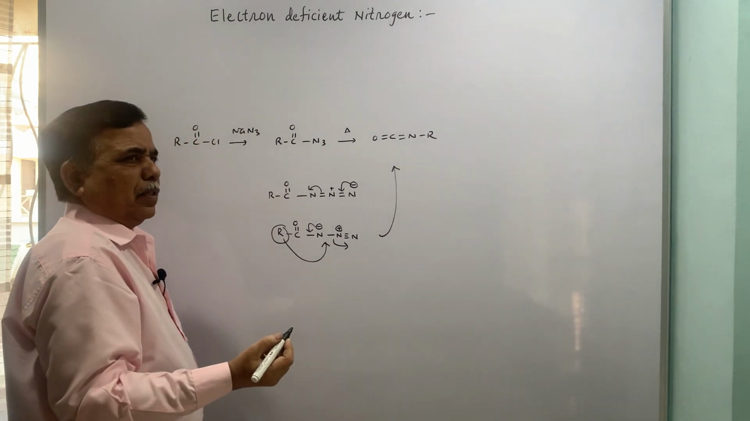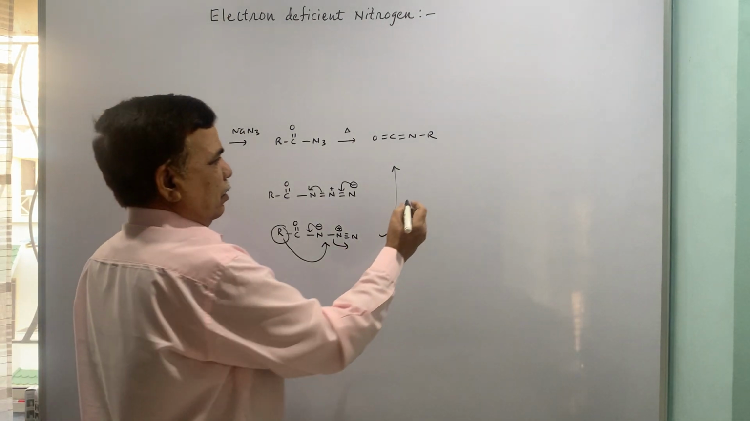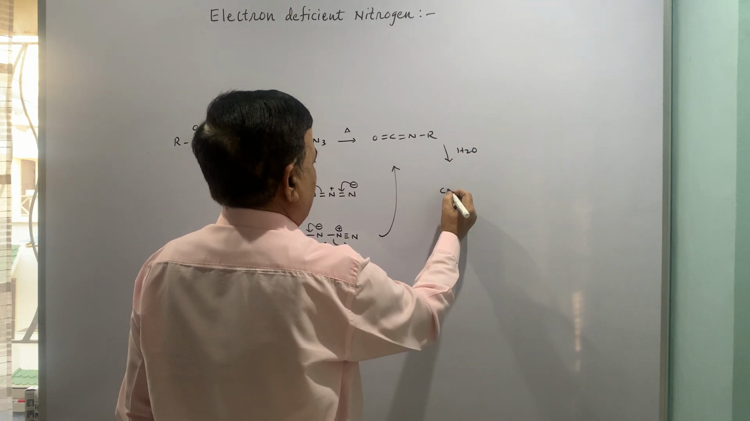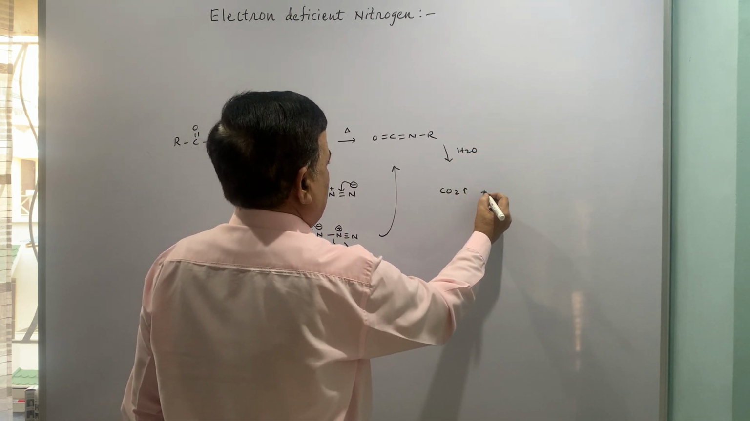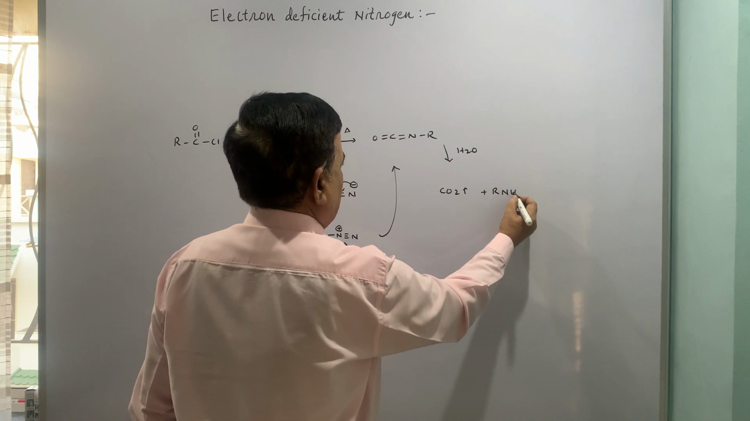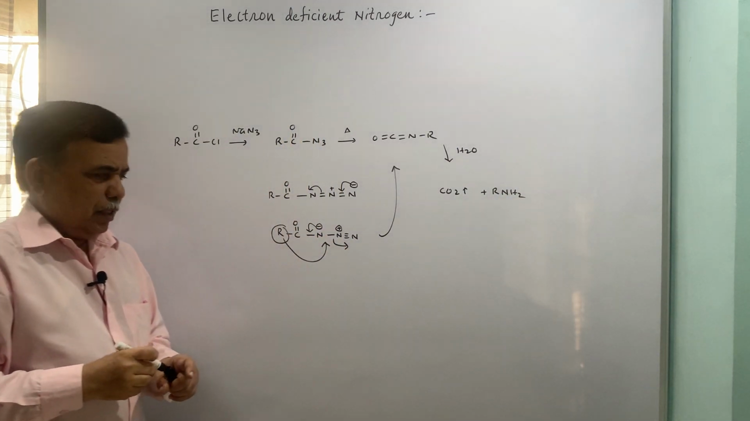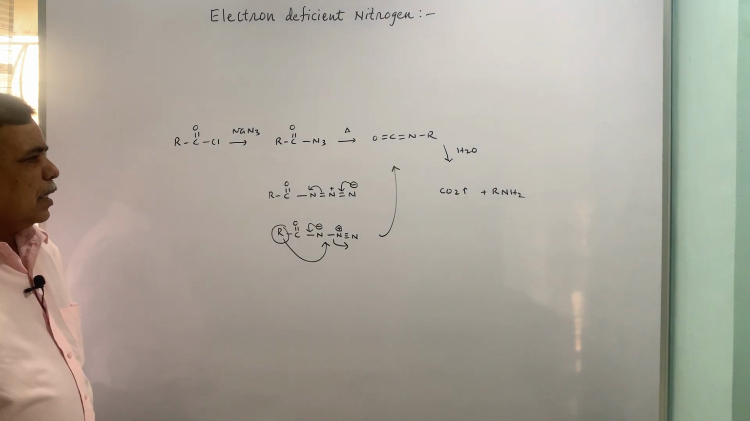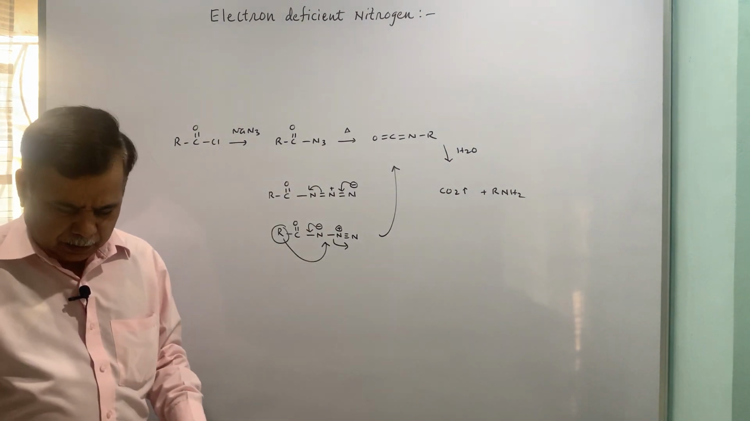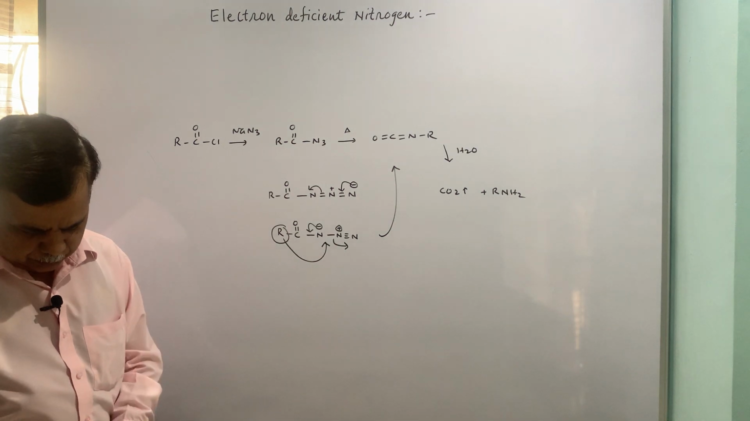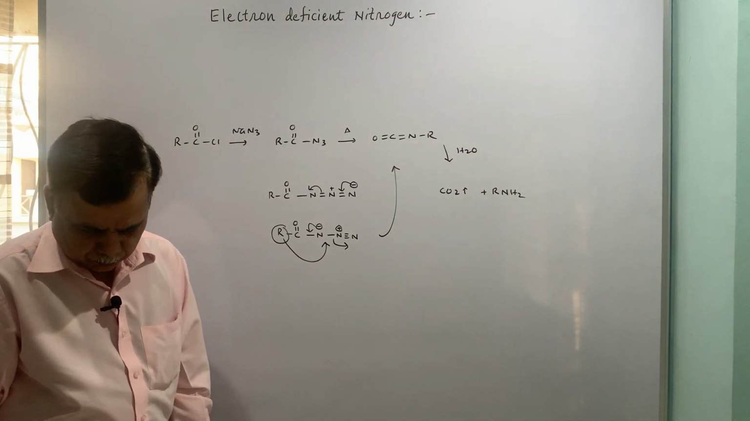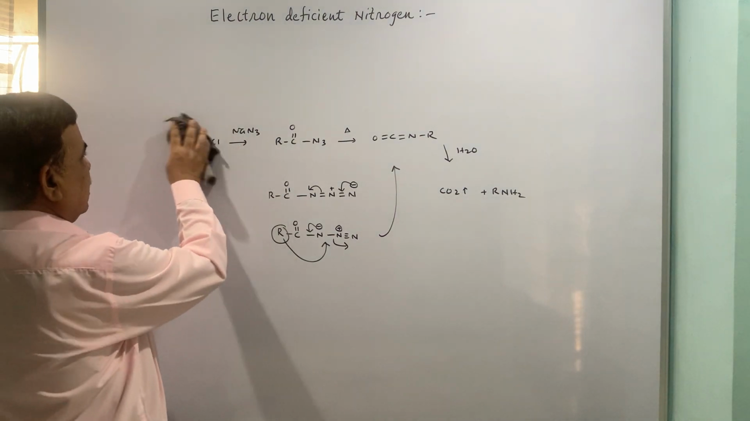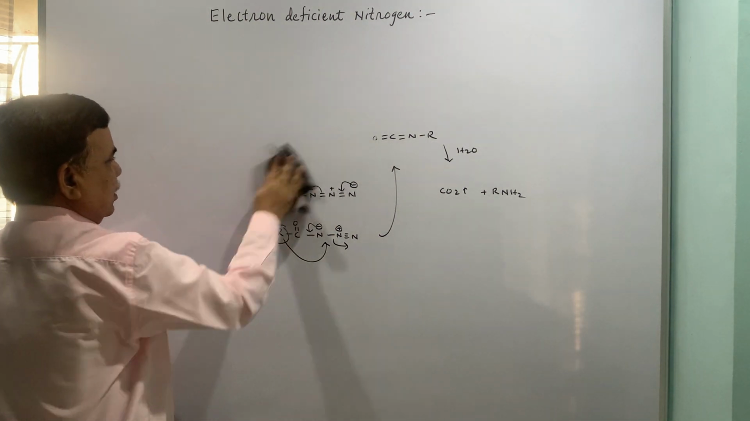When you work up with water, so if I add water to this, it will give CO2 plus RNH2, the attack of water as a nucleophile across this isocyanate carbonyl, and that is how you get the product. Now we will quickly go to the other reactions also, and we will come back to the examples later.